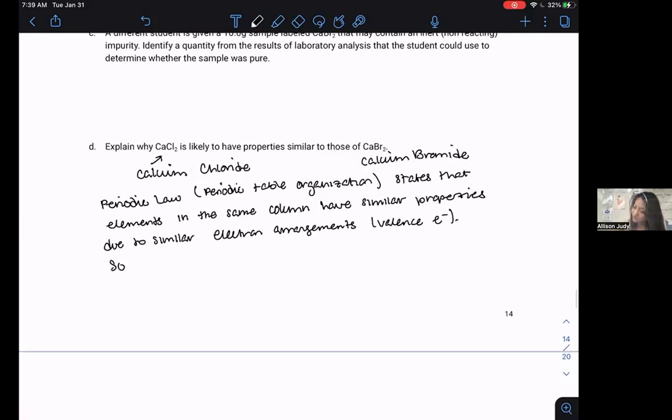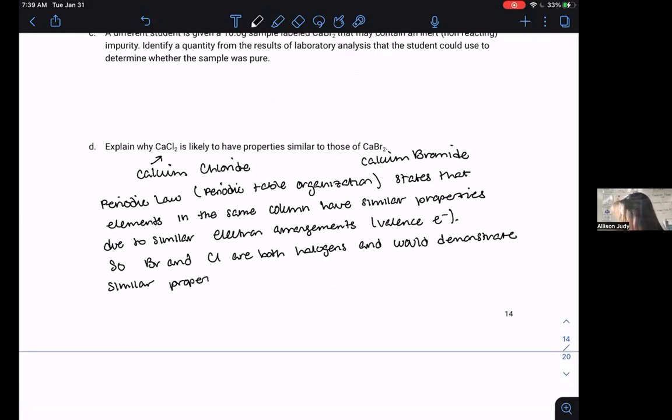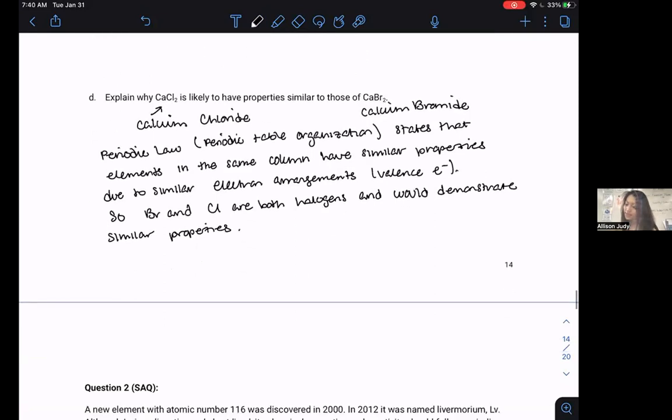So bromine and chlorine are both halogens and would demonstrate similar properties. Okay, so that's kind of that one.